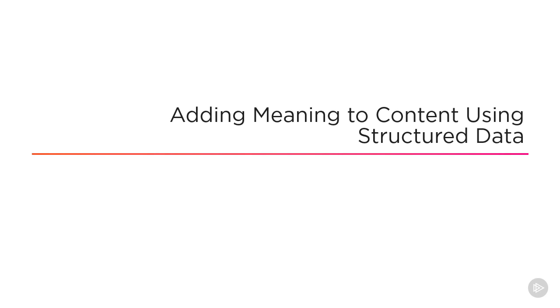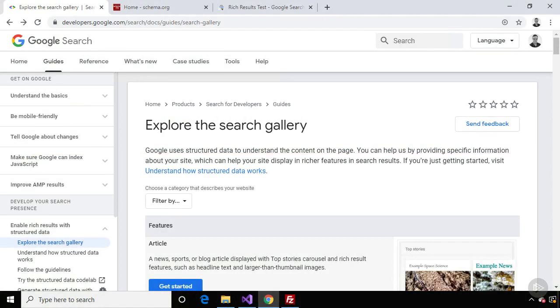Structured data is a standardized format for providing information about a web page and classifying the page content. It goes a step farther than semantic HTML by including hidden information that not only provides more meaning to the page content, but can also be used in special search result features and enhancements. Let's take a look at the gallery in the Google Developers documentation that shows the different ways structured data can be used to enhance search results.